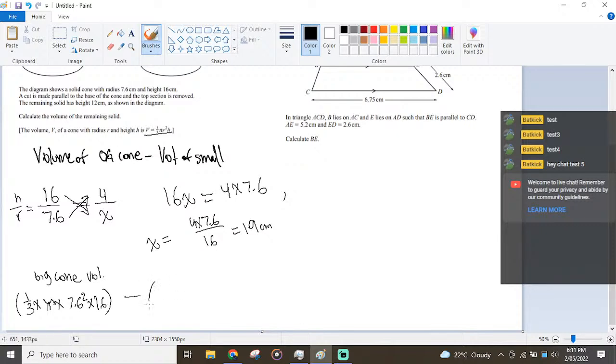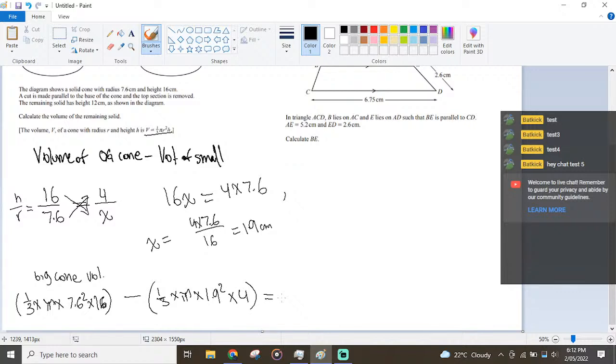Minus the small cone volume. So one third times pi times the radius, which we learned is 1.9 squared, and the height is 4. This is 16, by the way, not 1.6. Might look like 1.6. And this will equal a number. One second as I type this all in. Maybe a bit more than one second if we're being precise.